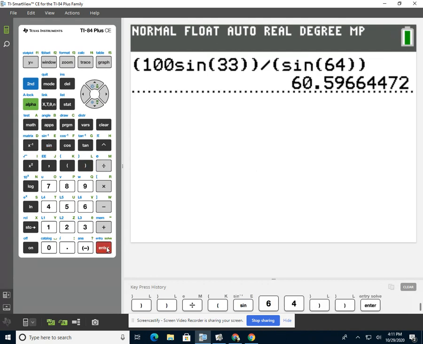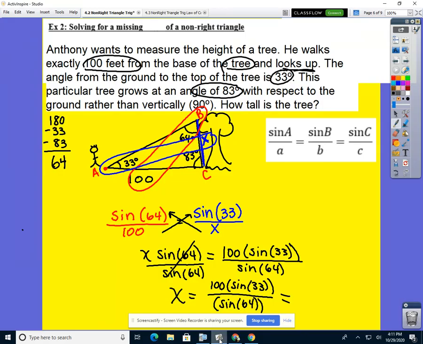All right, I'm going to hit enter, and I get 60.5966. If we round that, it bumps us up to 60.6. And remember, what are we working with here in terms of measurement? We're looking at a side of how tall the tree is, and we were working in feet. So it's going to be 60.6 feet. And that is how you would use the law of sines.